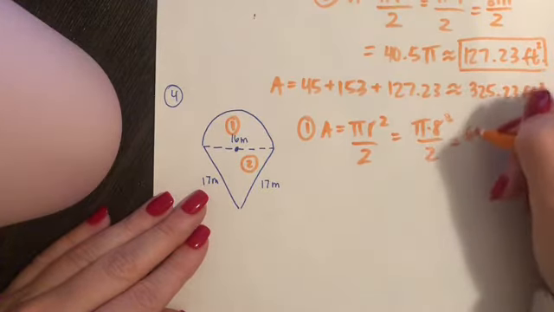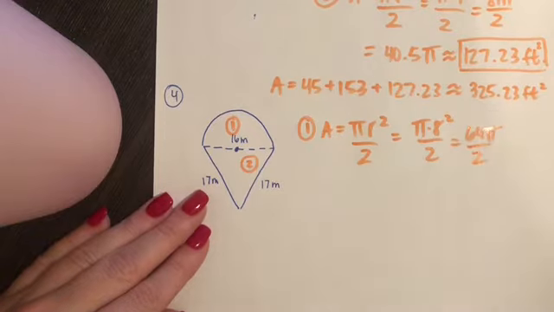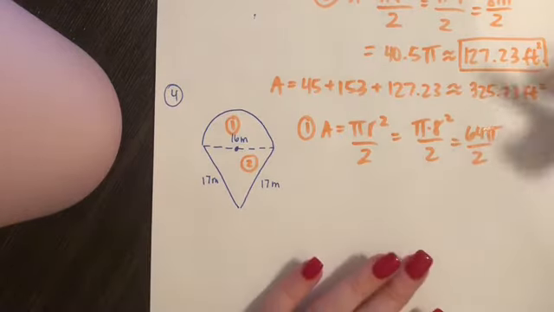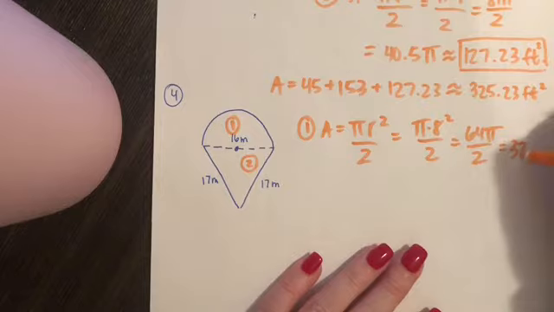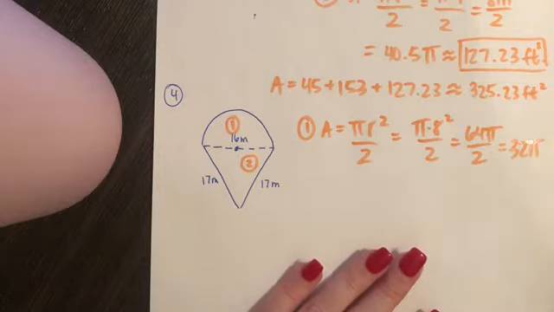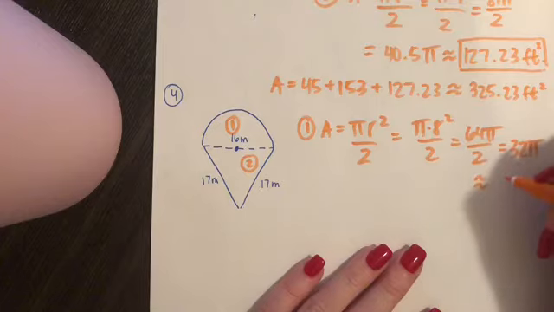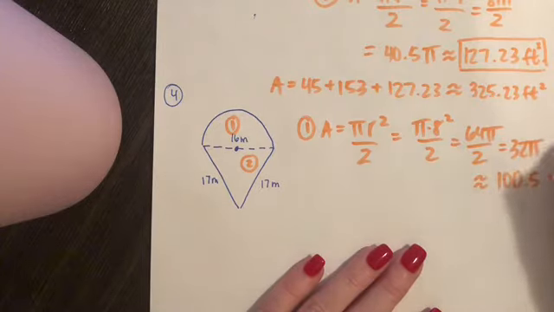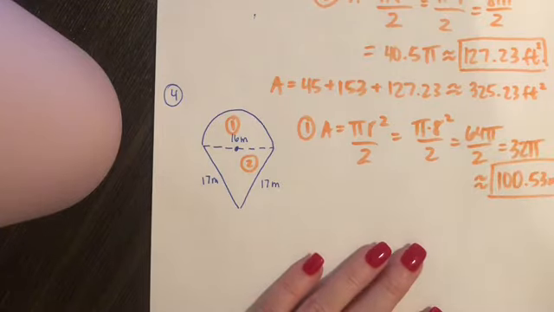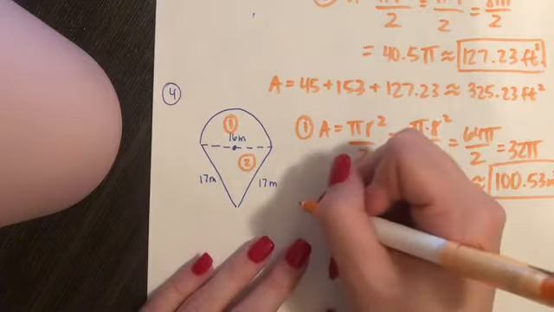That's going to be 64 pi over 2. Well, 2 goes into 64 32 times. So simplified is 32 pi. If you wanted to give an approximation, punch that in your calculator, and that's about 100.53 square meters. Next thing you're going to do is find the area of the triangle.